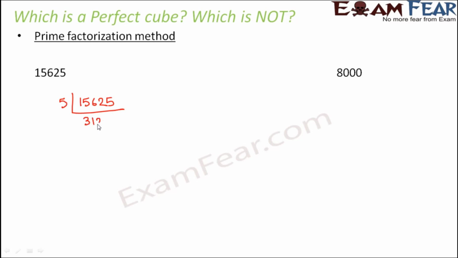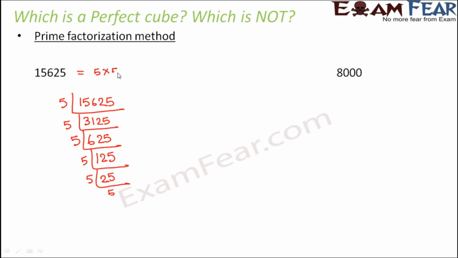So 5 into 3125 gives 15625. Again, it further gets divided by 5, and again, and again, and again. So we can write 15625 is equal to 5 into 5 into 5 into 5 into 5 into 5. Basically 1, 2, 3, 4, 5, 6. So 6 fives. It is a product of 6 fives.